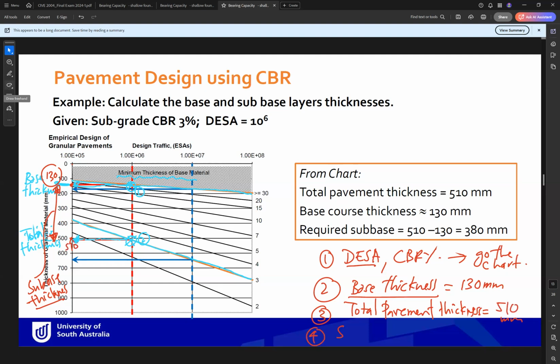So number 4 will be the sub-base thickness. How much is the sub-base thickness? The difference between the two. So it will be 510 minus 130, so it is 380. So this one is straightforward, using the values you get from 1.